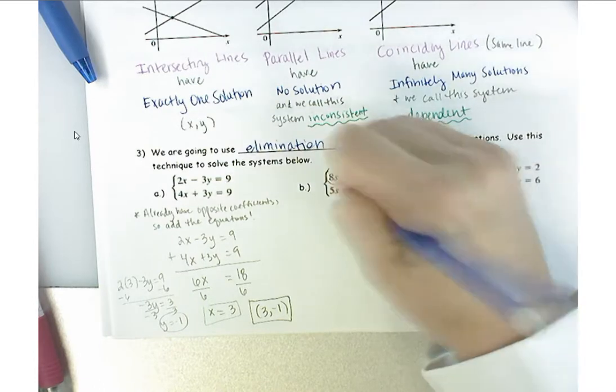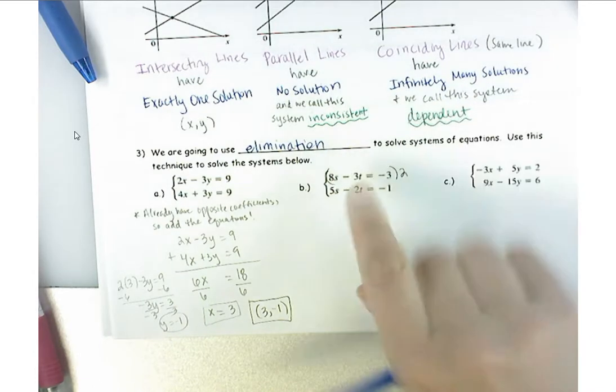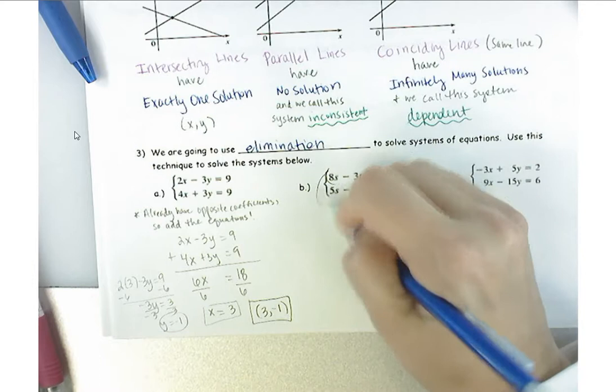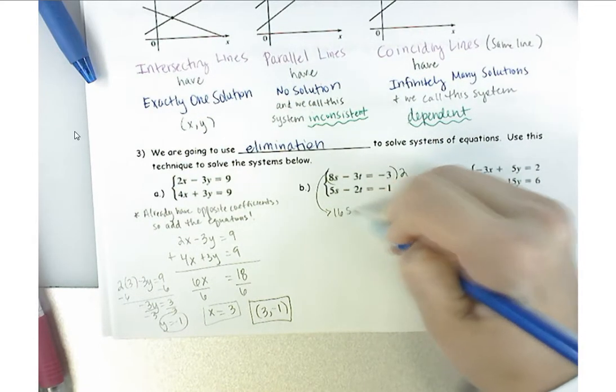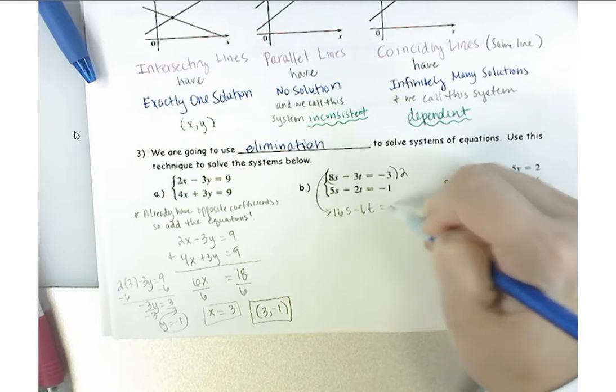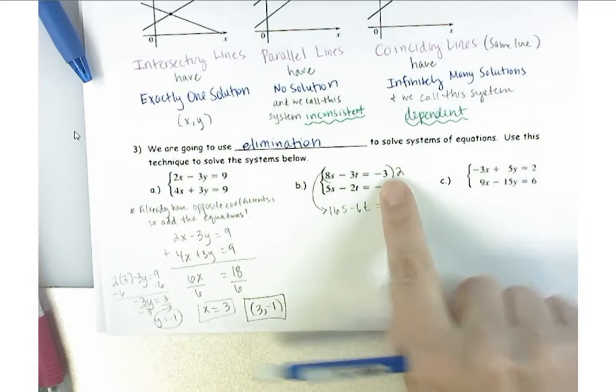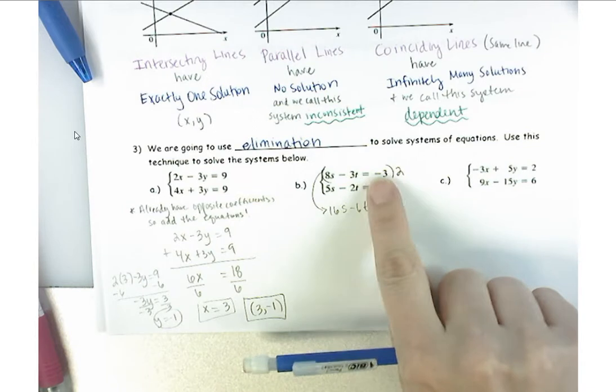So what are we going to multiply the top equation by? Okay, so if we multiply the top equation by 2, this is what I do. I just put a little swoop and then I rewrite it. So 2 times 8 is 16 minus 6t equals negative 6. Don't forget, you do have to multiply everything by 2, including that negative 3.